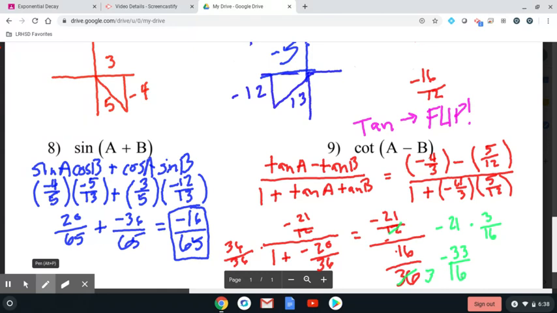But don't forget, you're working with cotangent to start this problem. So once you're here, we have to flip it. We're still going to have a negative, but our answer should be a negative 16 over 33.